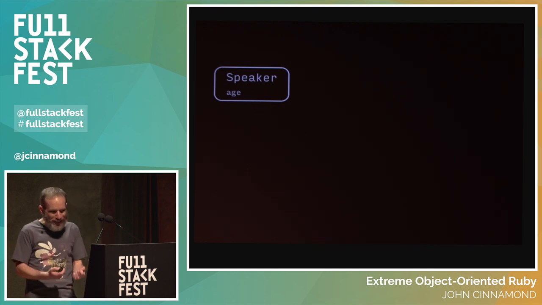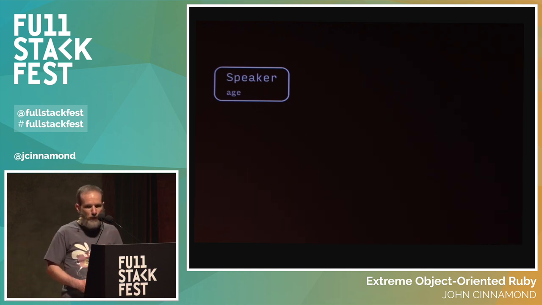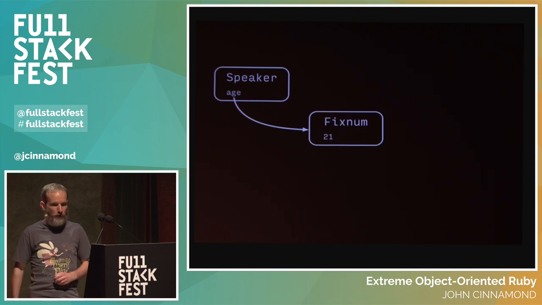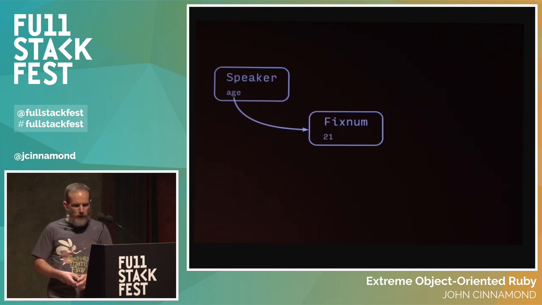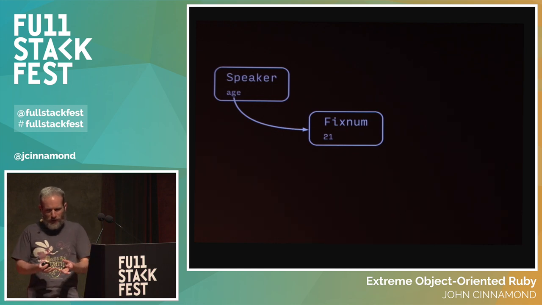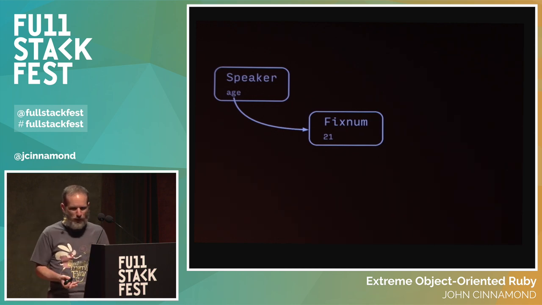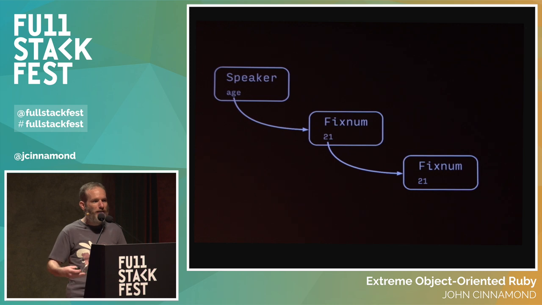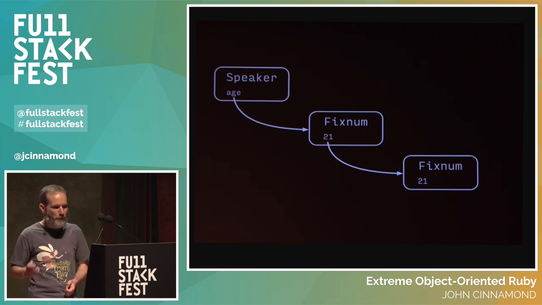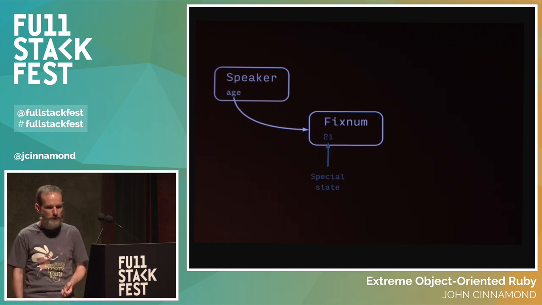So when I say we set the value of this age attribute, what I really mean is we create a reference to another object. And in this case, the reference is to a Fixnum object. So we say Fixnum is an object, and it's got this kind of local state of 21, right? But this can't be a reference to another object. If it was, it would refer to another Fixnum, and this would repeat forever. So there's something very special about the local state of Fixnums.